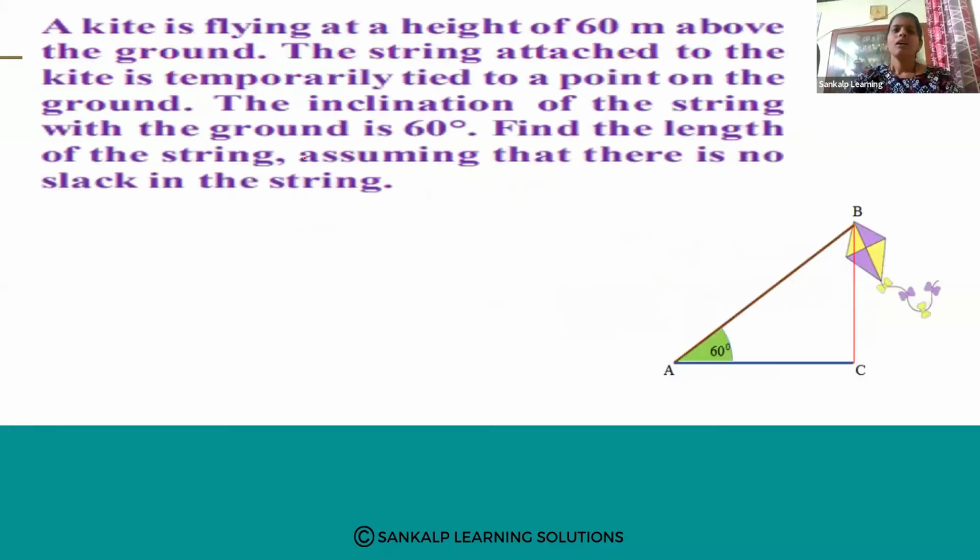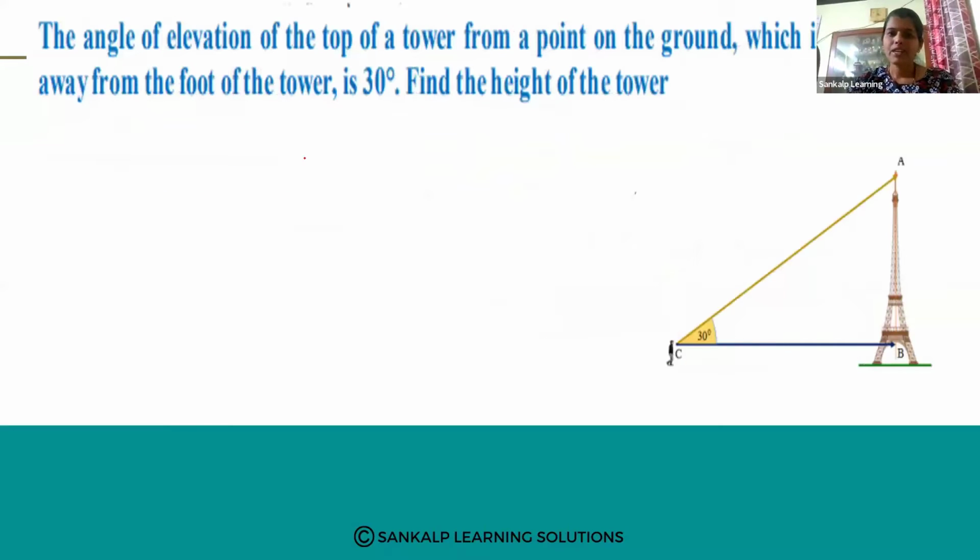Next, the angle of elevation of the top of a tower from a point on the ground which is 30 meter away from the foot of the tower is 30 degree. Find the height of the tower. That means one tower is there. Okay, so we need to find out the height of the tower. Here you are observing one tower, so we need to find the height of the tower, that is AB, and the angle of elevation they have given is 30 degree.